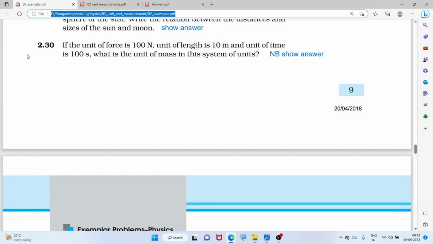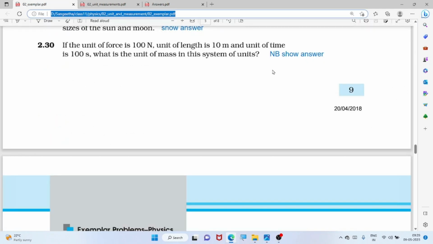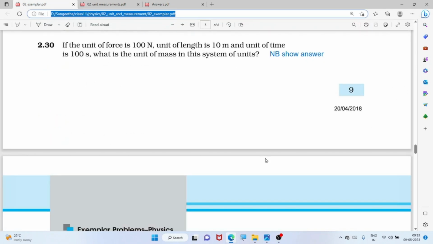If the unit of force is 100 Newton, and units of length and time are given, what is the unit of mass in this system of units? They have given this in kg. I will show you how it is converted.